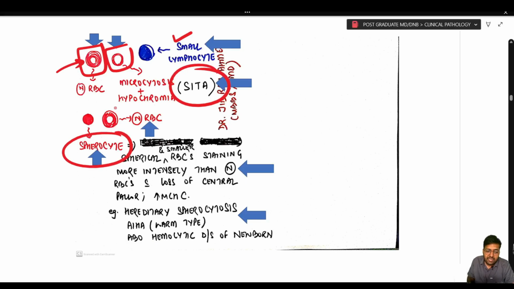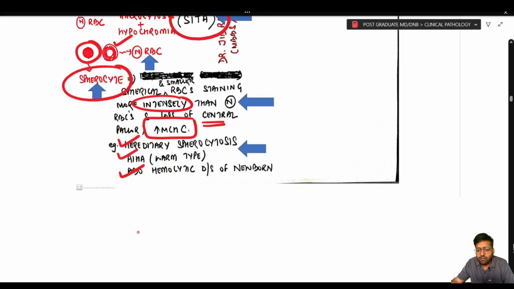Always remember, if this is a normal RBC, a spherocyte is that RBC which is smaller as compared to the normal RBC and which is lacking central pallor. I repeat, a spherocyte is that RBC which is smaller as compared to a normal RBC and it is lacking the central pallor. Because it is small as compared to the normal RBC, they are also called microspherocytes. Spherical and smaller RBCs staining more intensely than the normal RBCs and loss of central pallor. So they show a characteristic increase in the MCHC. Okay. So what are the conditions where you see them? Characteristically in hereditary spherocytosis, autoimmune hemolytic anemia, the warm type, and ABO hemolytic disease of newborn.